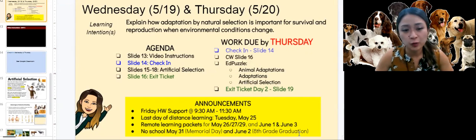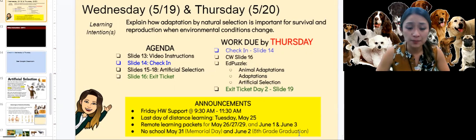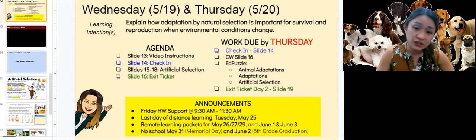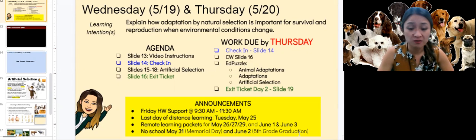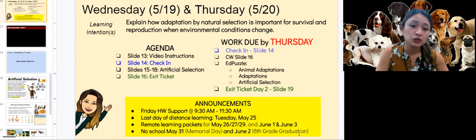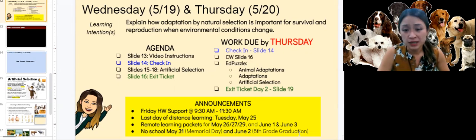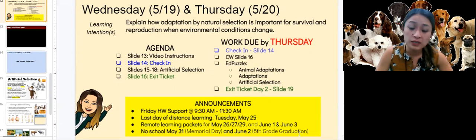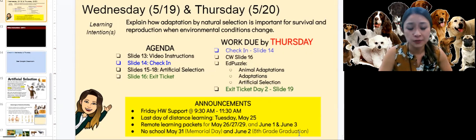Our learning intention for today is to explain how adaptation by natural selection is important for survival and reproduction when environmental conditions change. Your agenda is on the left and your work due by Thursday is on the right. Be sure to complete your check-in, slide 16, and the 3 ed puzzles posted on Google Classroom. Your exit ticket for day 2 is on slide 19.